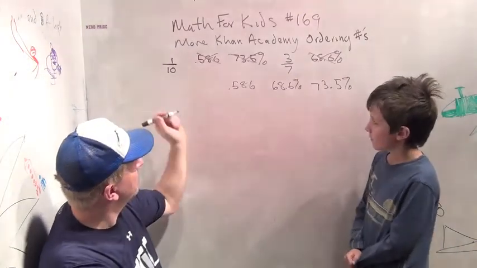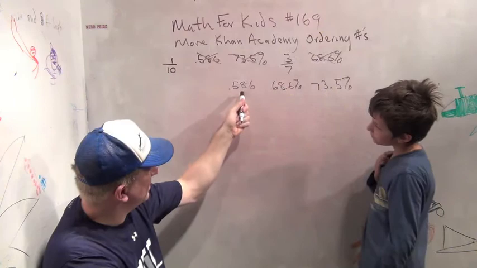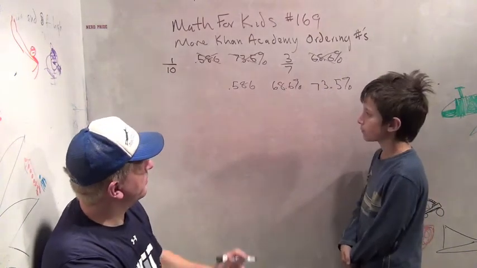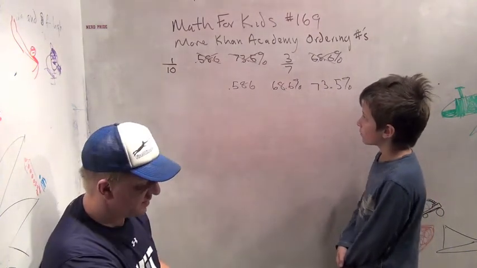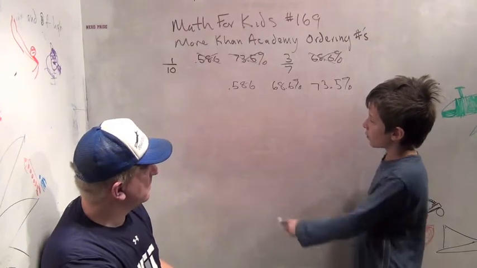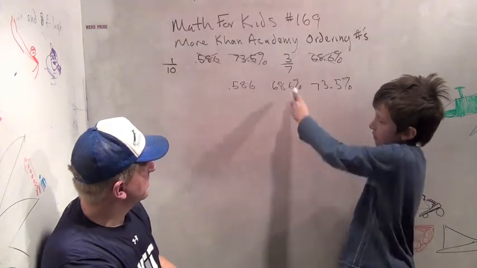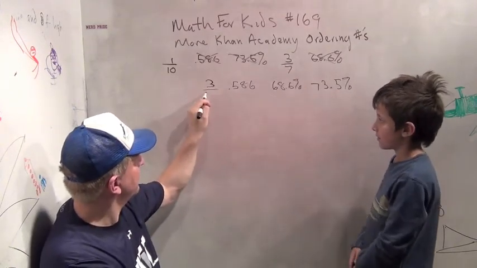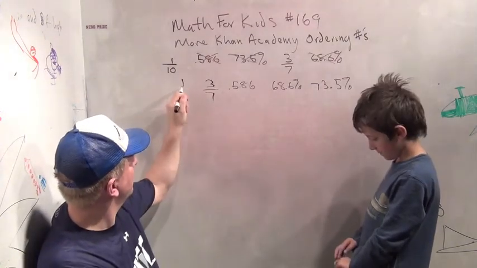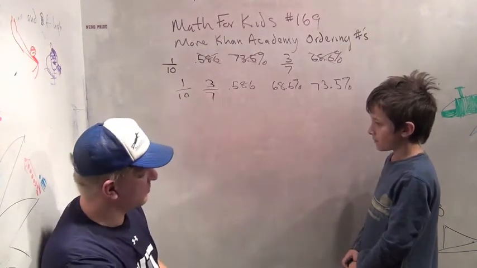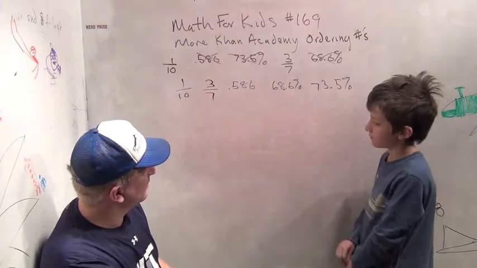But 0.586 is also pretty close to a half. So what can we say about 3/7 and 0.586? Well, 0.586 is bigger than a half. 3/7 is less than a half, so it goes there, and then 1/10. Okay, so that one actually was not hard at all.